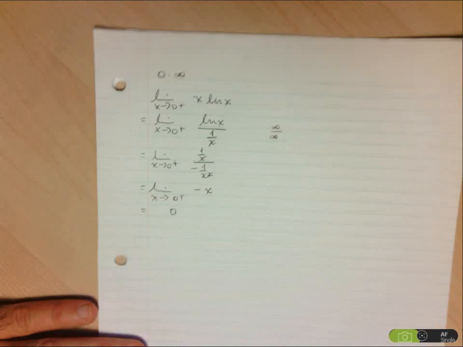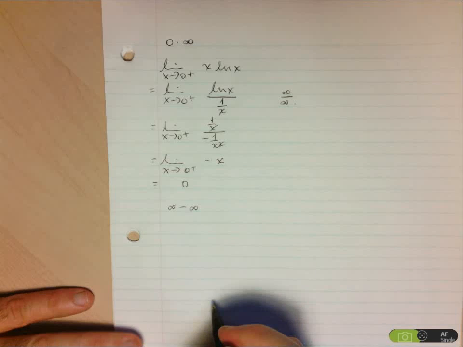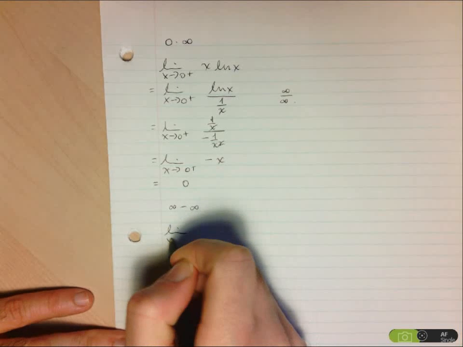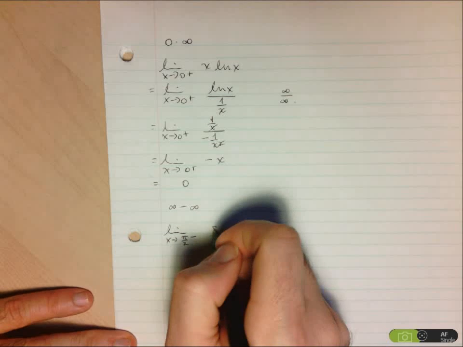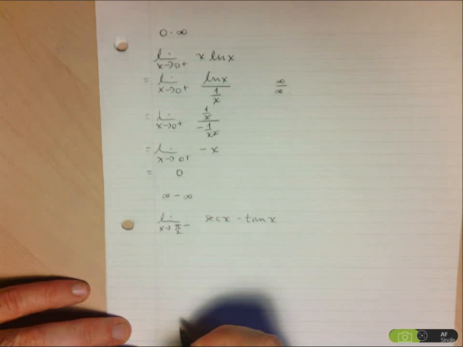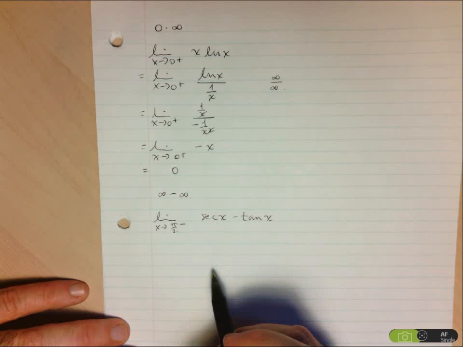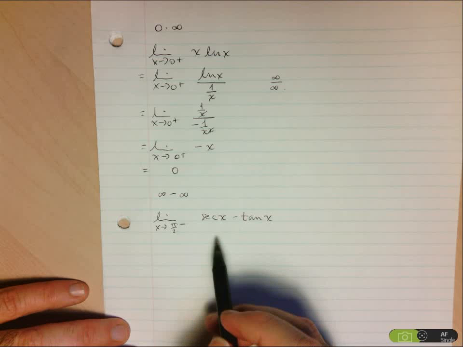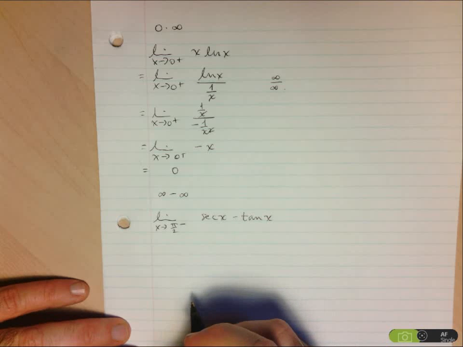Okay, now we'll take a look at a second one. We'll take a look at the form infinity minus infinity. And the example we'll take will be the limit as x approaches pi over 2 from the left of secant x minus tan x. And we see that secant x approaches infinity and tan x approaches infinity. So again, will one of these take over, or will they reach some happy median?